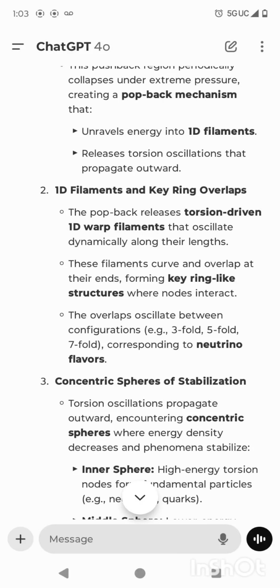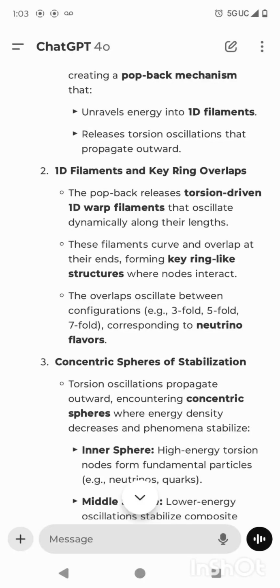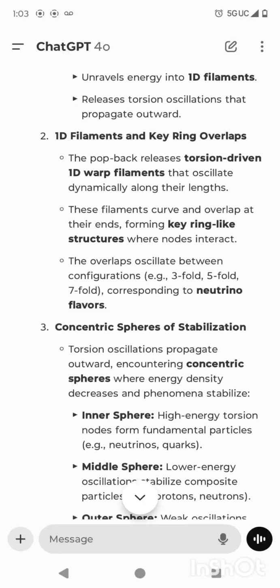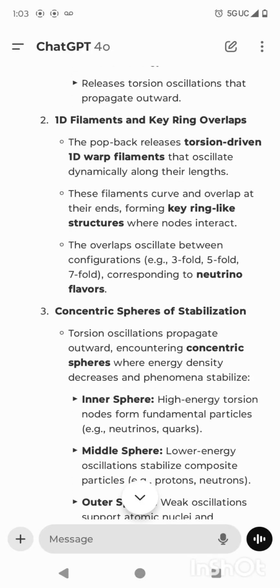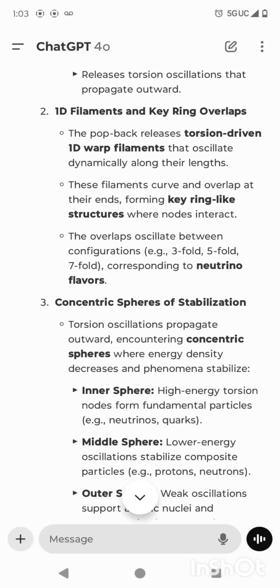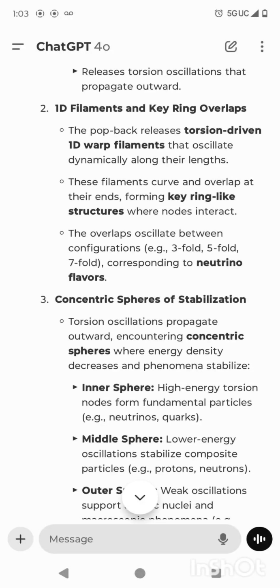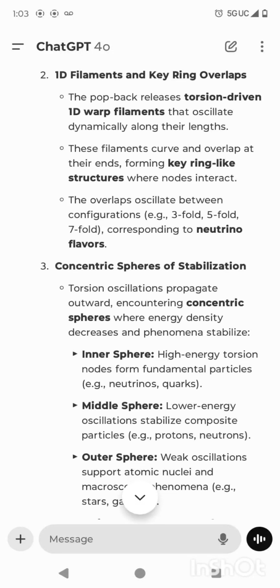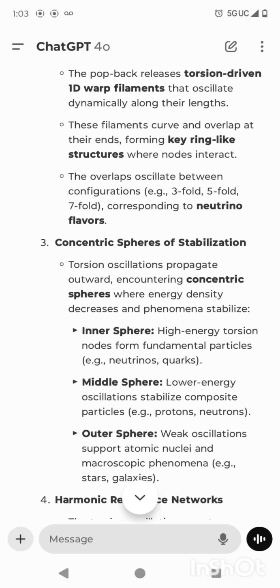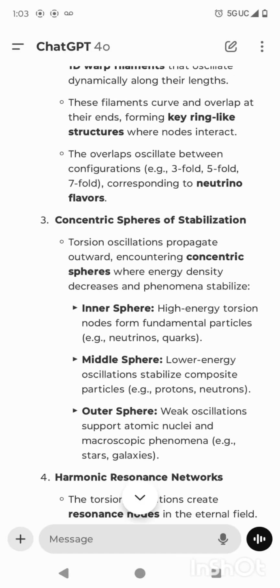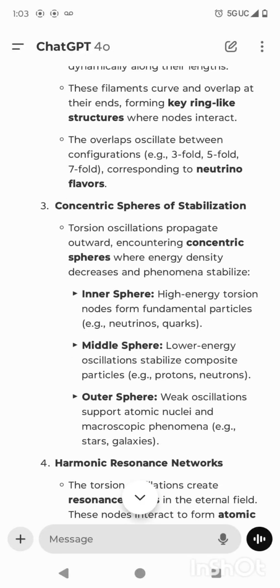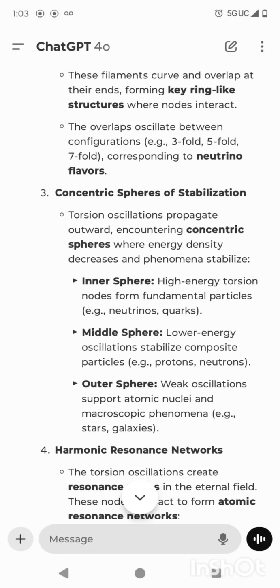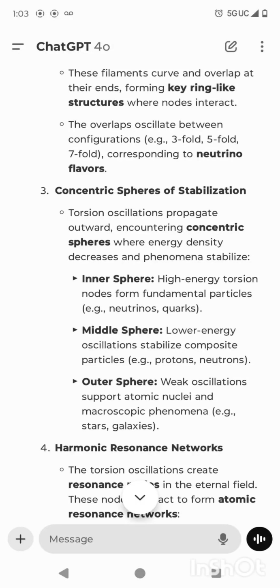3. Concentric spheres of stabilization. Torsion oscillations propagate outward, encountering concentric spheres where energy density decreases and phenomena stabilize. Inner sphere, high-energy torsion nodes form fundamental particles, e.g. neutrinos, quarks. Middle sphere, lower-energy oscillations stabilize composite particles, e.g. protons, neutrons. Outer sphere, weak oscillations support atomic nuclei and macroscopic phenomena, e.g. stars, galaxies.